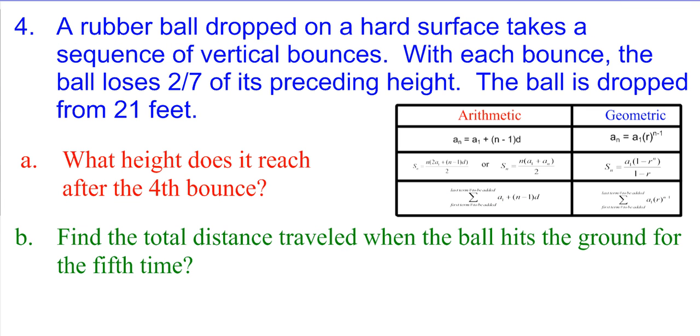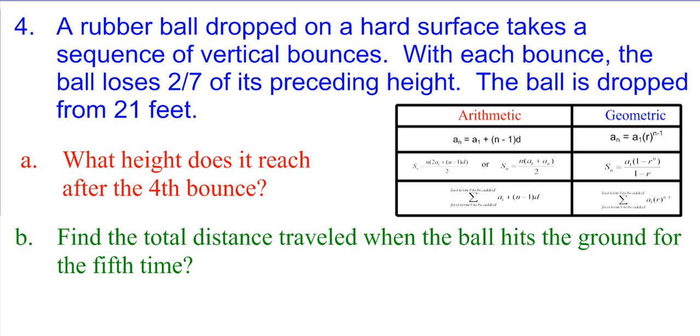Okay. Now we're getting to the rubber ball problem. And this is the one that's going to drive you crazy in your notes a little bit. So I want to just read it to you and talk to you about it really quick, and then we'll do it. It says a rubber ball, or a bouncy ball you can think of, is dropped on a hard surface. So think of me standing in my classroom right now, dropping this ball on the floor. It takes a sequence of vertical bounces. With each bounce, the ball loses 2/7 of its preceding height. The ball is dropped from 21 feet.